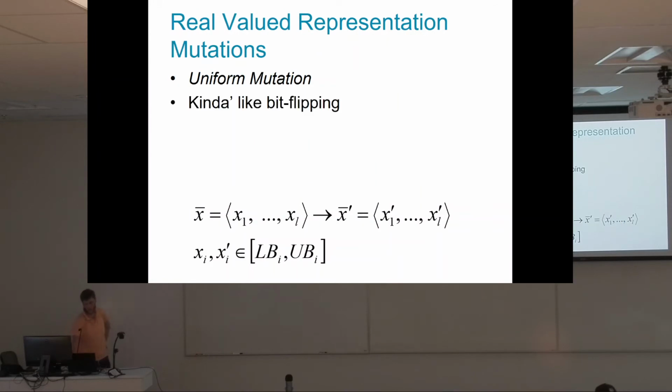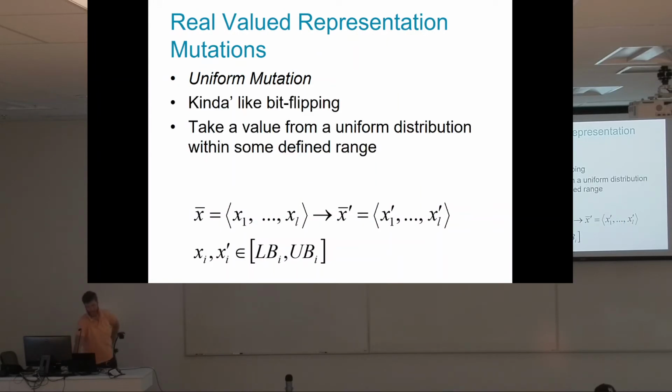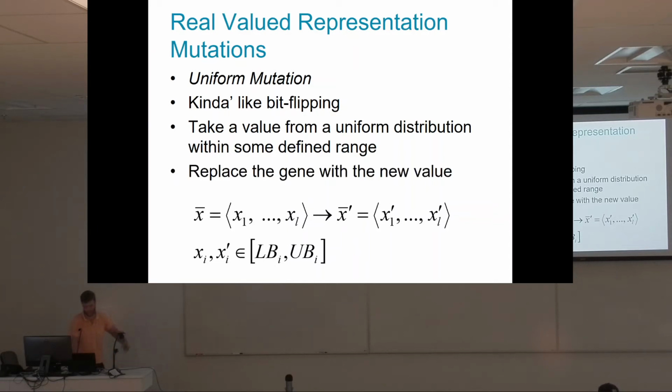So uniform mutation, it's kind of like bitflip. Take a value from a uniform distribution within some defined range. I have some uniform distribution. Here, raise your hand if you remember what that means. Okay, it's just like rolling a die, right? Oh, it's a 1. Oh, it's a 6. You have equal chance for all of them. Just randomly pick a new value with equal chance.